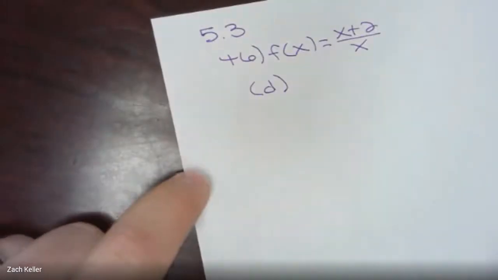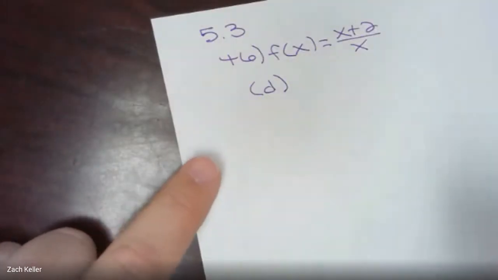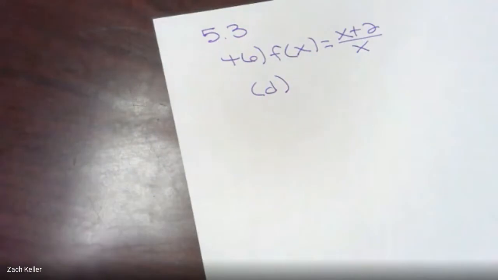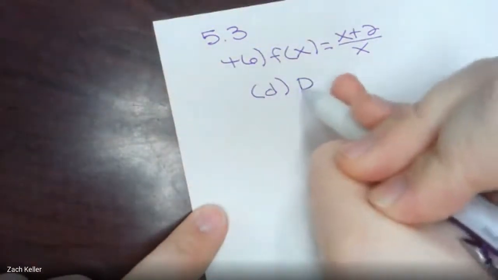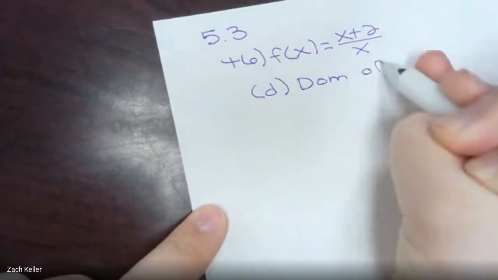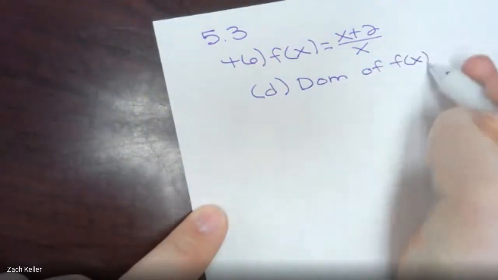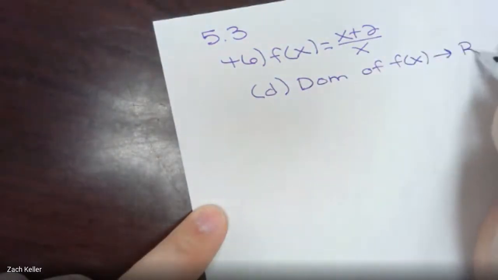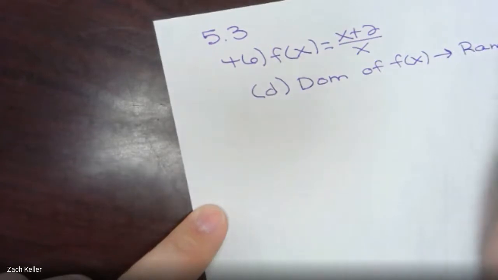Okay. So the domain and range of f and f inverse, like I said in the notes, the domain and range are switched. So the domain of the normal function f becomes the range of the inverse.